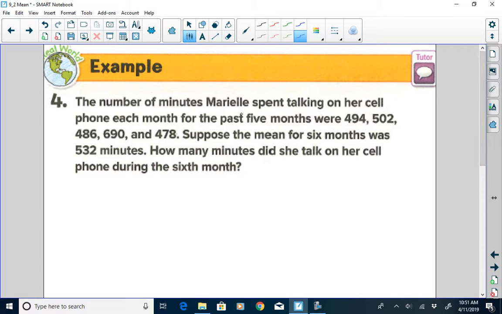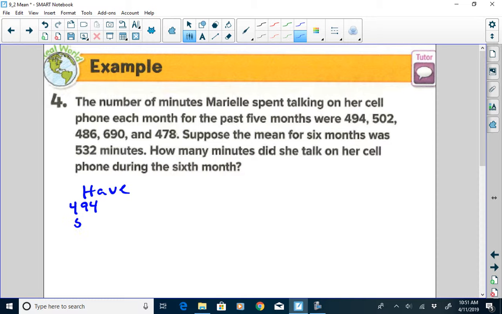Here's another example. The number of minutes Marielle spent talking on her cell phone each month for the past 5 months were 494 minutes, 502 minutes, 486 minutes, 690 minutes, and 478 minutes. Suppose the mean for the 6 months was 532 minutes. How many minutes did she talk on her cell phone during the 6th month? We want to use that same process, starting with what we have.